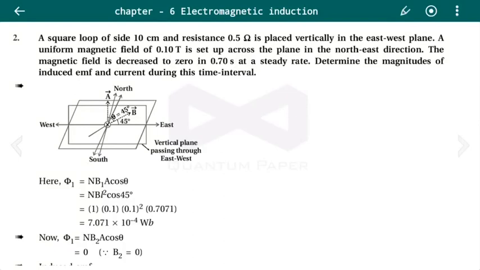In this video we are going to solve textual illustration numericals from chapter 6, electromagnetic induction.